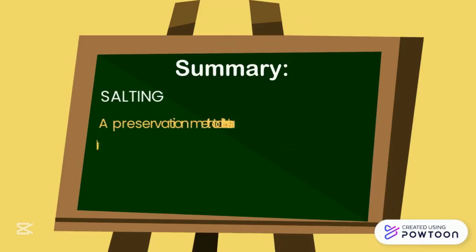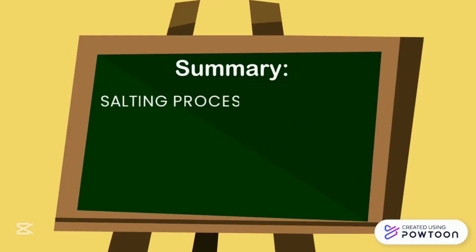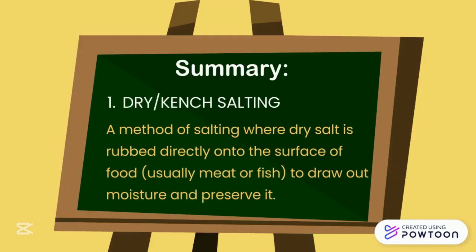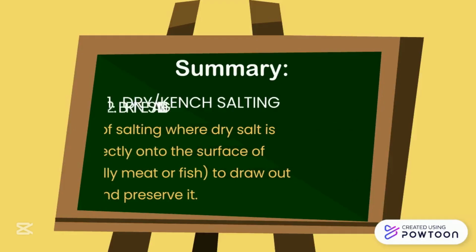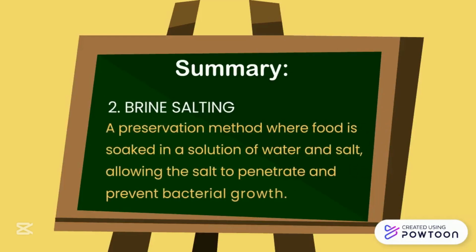Summary: salting, a preservation method that uses salt to draw out moisture from food, preventing bacterial growth and spoilage. Salting process: dry or kench salting, a method of salting where dry salt is rubbed directly onto the surface of food, usually meat or fish, to draw out moisture and preserve it. Brine salting, a preservation method where food is soaked in a solution of water and salt, allowing the salt to penetrate and prevent bacterial growth.